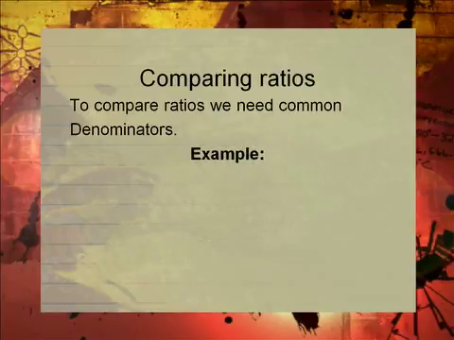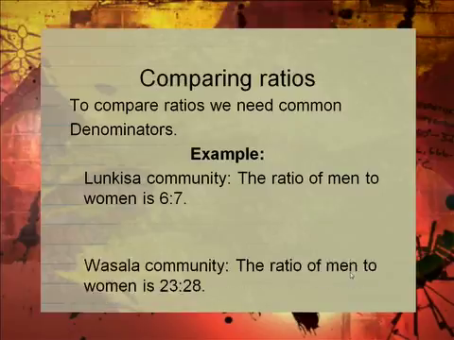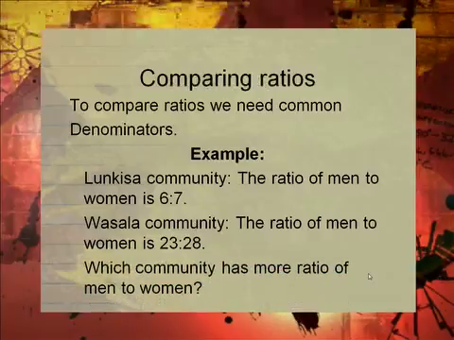We're saying in Lungisa community, the ratio of men to women is 6:7. Good. This is Lungisa community. Now, we have Wasala community. In Wasala community, the ratio of men to women is 23:28. Now the question is, which community has the larger ratio of men? Remember, they all start with men, meaning the first numbers are men. But it does not mean 23 is bigger than 6. Therefore, this 23:28 is where your answer is.